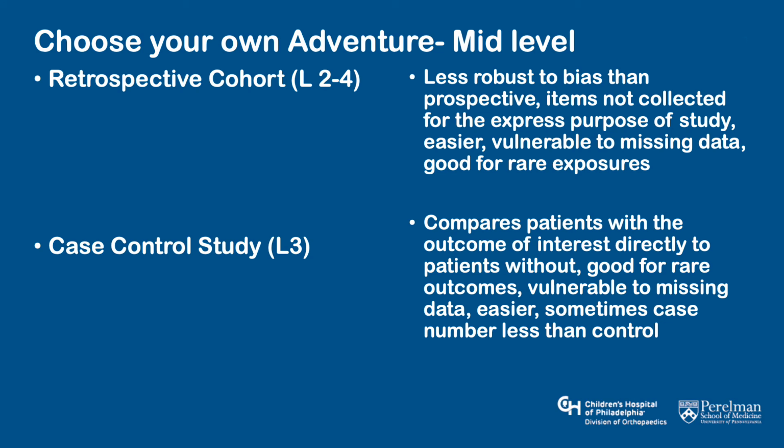Mid-level of evidence studies consist of retrospective cohorts, which can be as high as level 2 or as low as level 4 level of evidence, and case control studies, which are generally level 3. Retrospective cohorts are less robust to bias than prospective studies. Outcomes are collected as part of clinical care, so their measurement is inherently variable and prone to bias. They are also vulnerable to missing data. Rare exposures can be assessed if the cohort is available. Case control studies compare patients with the outcome of interest directly to patients without. As such, it is good for rare outcomes. Can marginally increase the power of unbalanced designs where more controls are available.